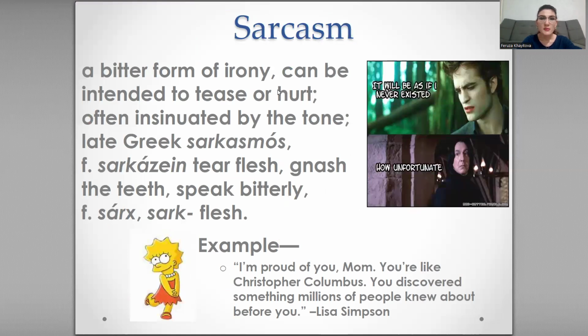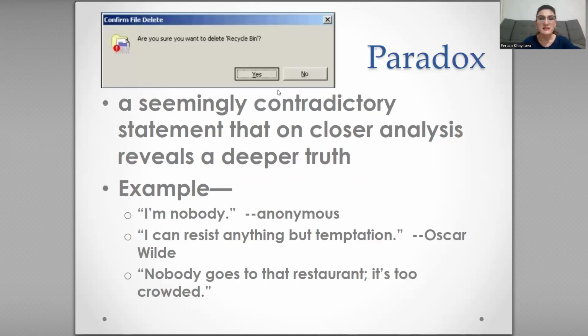The next device is sarcasm. A bit of irony that can be intended to cause tears or hurt, often insinuated by the tone. From the late Greek sarkasmos, sarkazein, to tear flesh, gnash the teeth, speak bitterly; sarx, flesh. For example, "I'm proud of you, Mom. You are like Christopher Columbus. You discovered something millions of people knew about before you." Lisa Simpson. It is sarcasm.